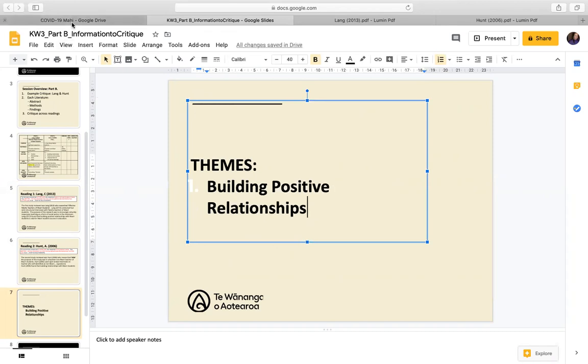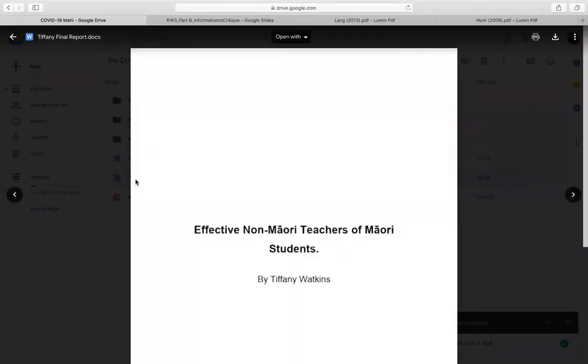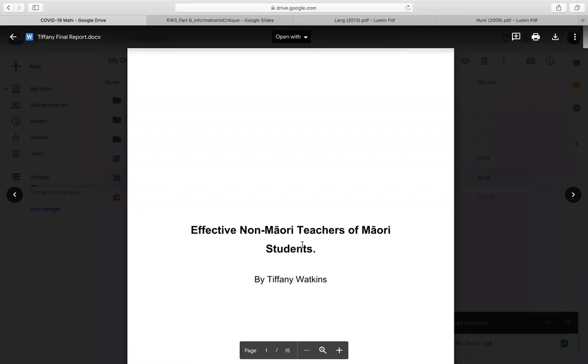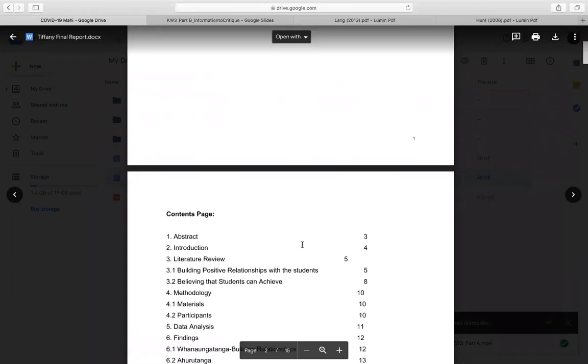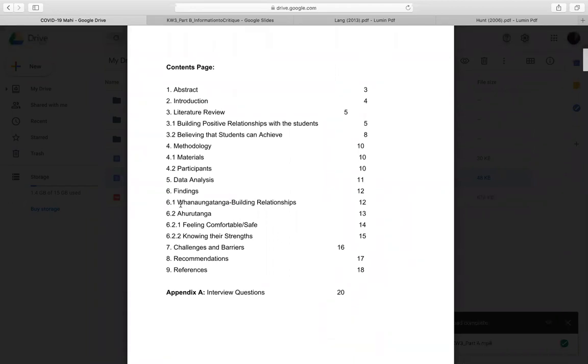Now, if I want to just bring you back to Tiffany, the student who we're using, we'll look at her themes. Yeah, so her themes here. Wait on, sorry. Literature review, let's go. She found 2: building positive relationships with students and believing that students can achieve.